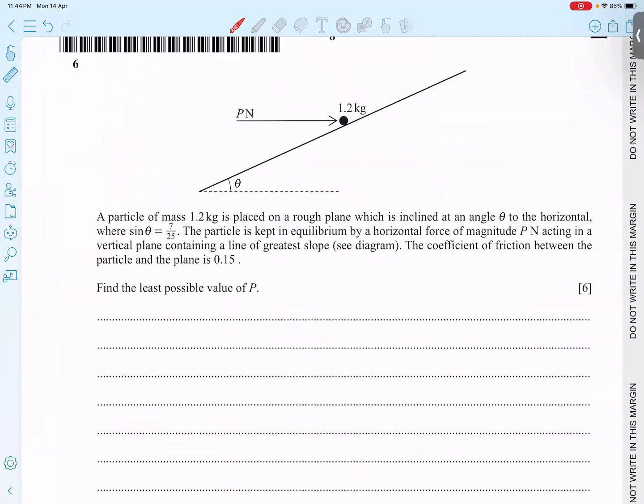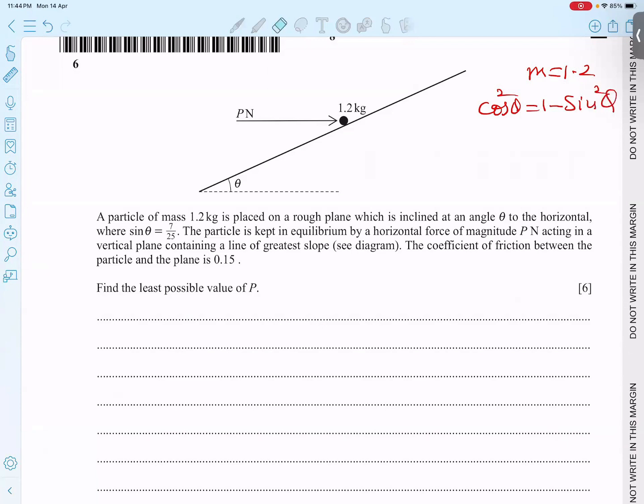A particle of mass 1.2 is placed on a rough inclined plane. So the best idea is to read and write. I'm writing here, mass is 1.2 kg, which is inclined at theta degrees to the horizontal, and sine theta is given here. Check if it is rough or smooth. Yeah, we can see it is rough. So if I have sine theta, I need cos theta. And how to find cos theta? Cos squared theta is equal to 1 minus sine squared theta.